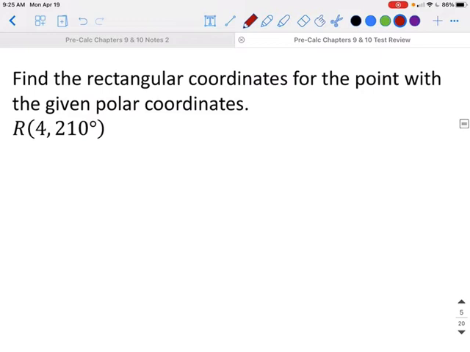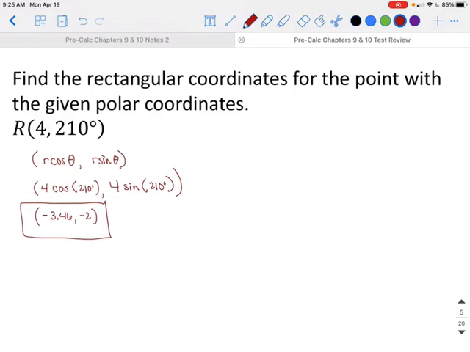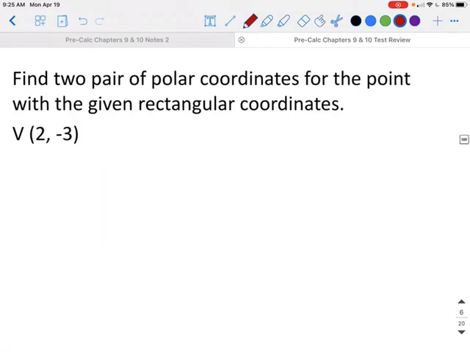Find the rectangular coordinates for the point given in polar form. So to find the rectangular form, we're going to do r times the cosine of theta and r times the sine of theta. So we can do 4 times the cosine of 210 degrees, and we can do 4 times the sine of 210 degrees. If you put that in your calculator, again, because these are in degrees, your calculator will need to be in degrees, and we will get negative 3.46 and negative 2 as the coordinates in rectangular form.